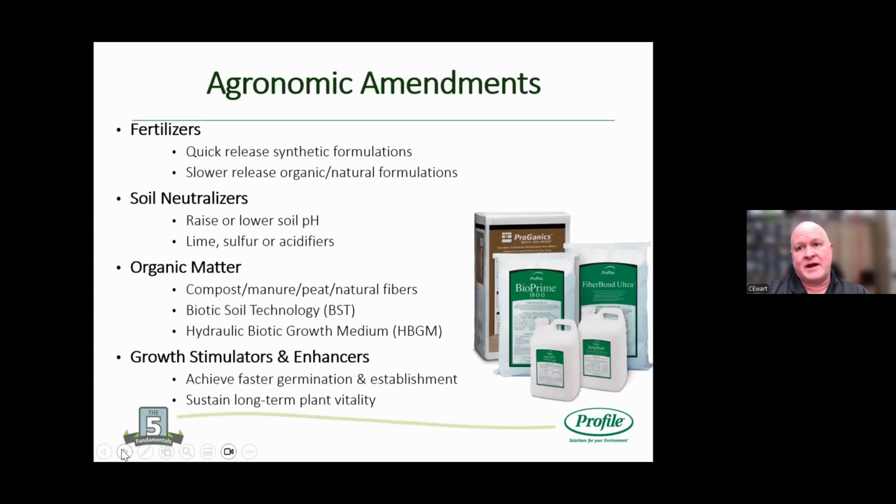So agronomic amendments, fertilizers, soil neutralizers, we focus on this a little bit. We can also increase our organic matter. If we've got these denuded construction soils, we can add organic matter back in there. There's various methods we can do that. We can also add growth stimulators and enhancers. So that's, again, increasing that bioactivity and giving long-term plant vitality.